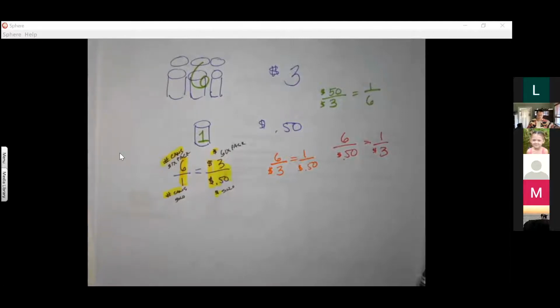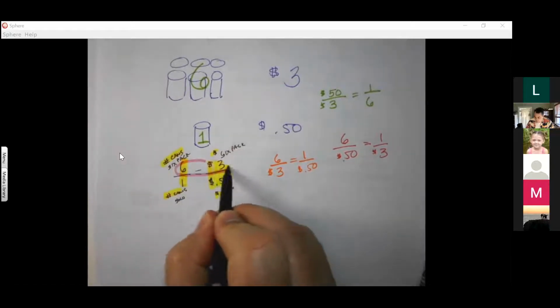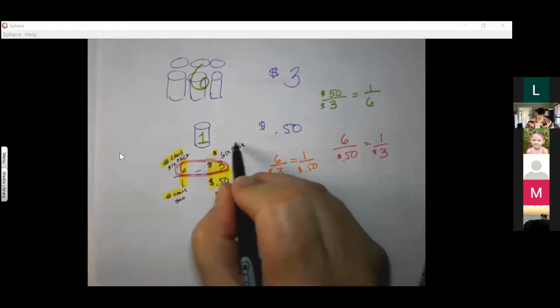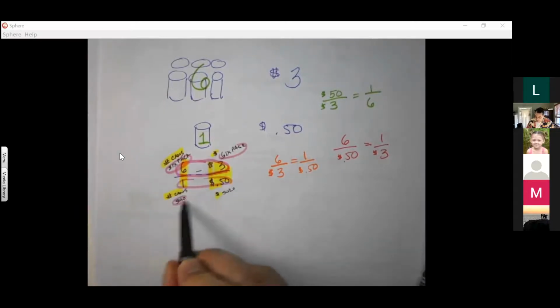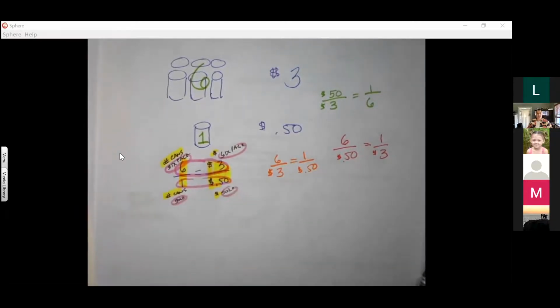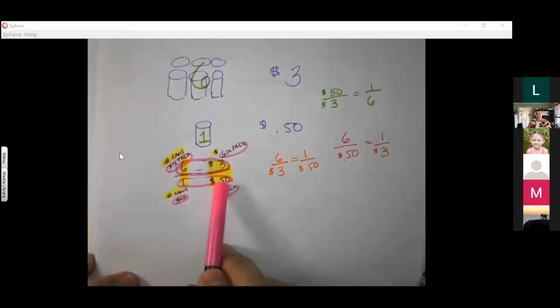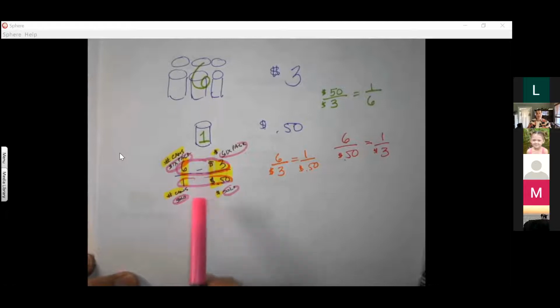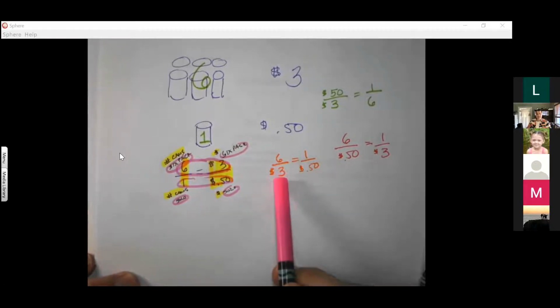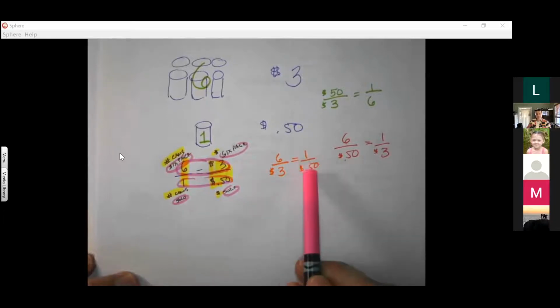And I also need that to work horizontally. So when I look at these two, they have to have something in common, and they do. They're both related to the six-pack, whereas these two are both related to the solo. If my verticals have something in common and my horizontals have something in common, then this is a valid proportion. So these are both six-pack related. These are both solo related.